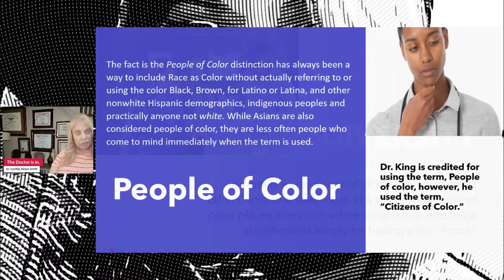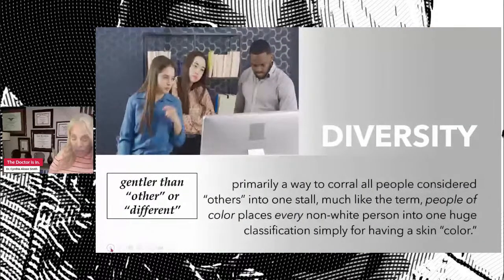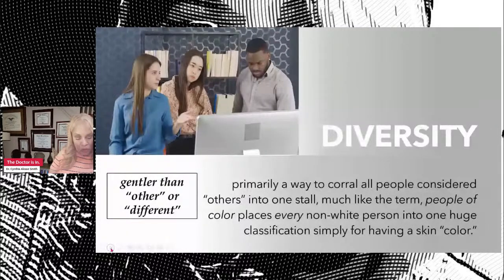Diversity is a term which can be considered a euphemism for race as color. It's used primarily as a way to corral all people considered others into one stall, much like the term people of color places every non-white person into one huge classification. It is a gentler word than other or different.